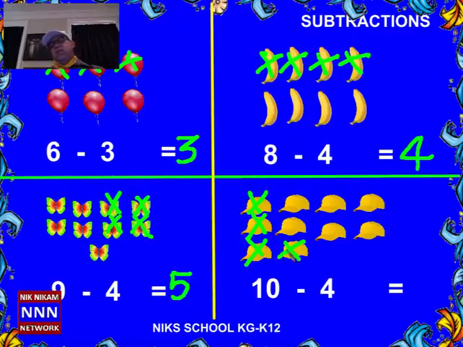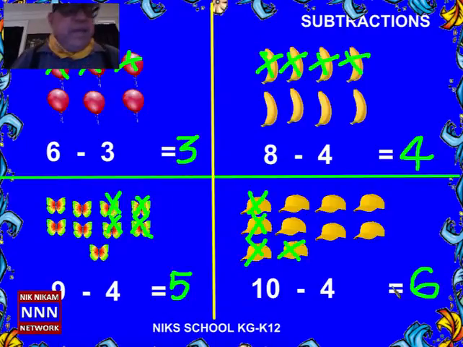How many caps are left? 1, 2, 3, 4, 5, 6. So the correct answer is 6 caps left after you take away 4 caps. That is wonderful. Okay, let's go to the next slide now.